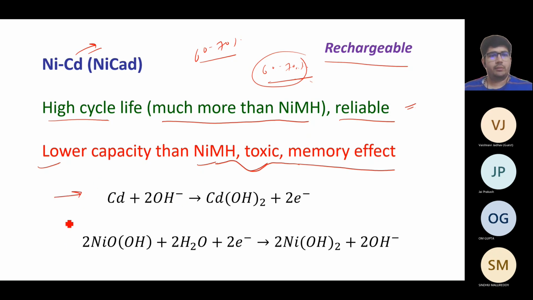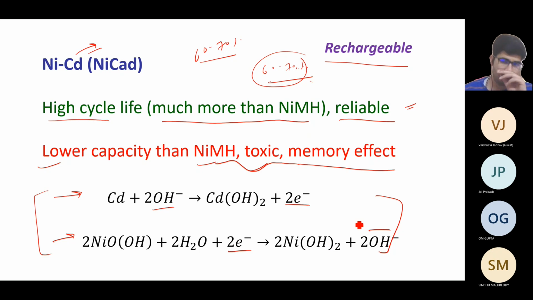And these are the electrochemical reactions for nickel cadmium batteries. Again, you can see the electrons are moving through the external circuit, and ions are also exchanging through the electrolyte.